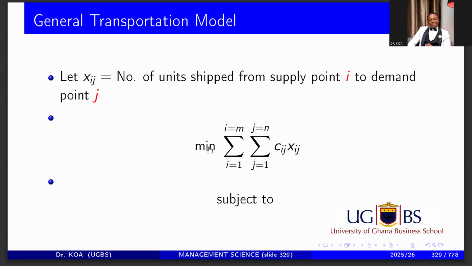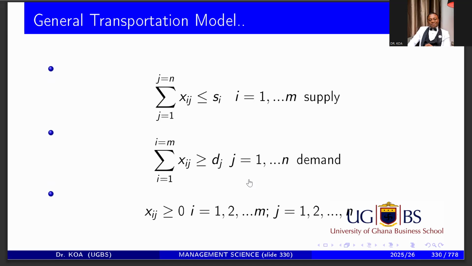So you have an objective function, which is a minimized objective function. And like I said, it can be cost or distance. Subject to the following constraint.